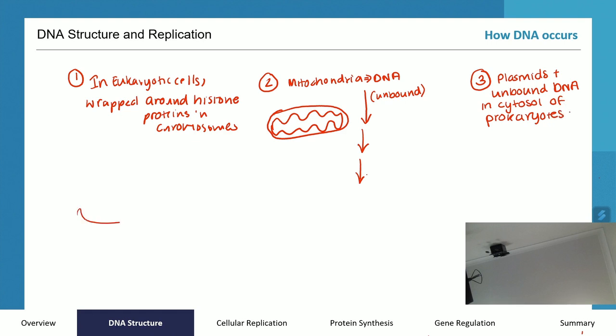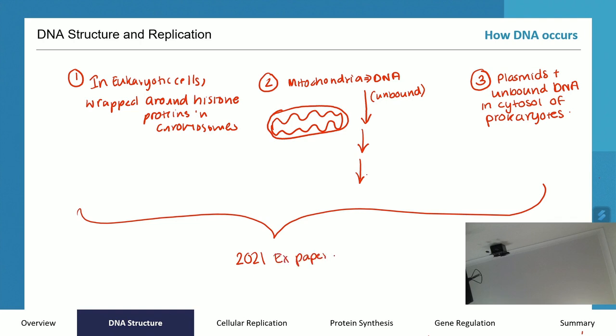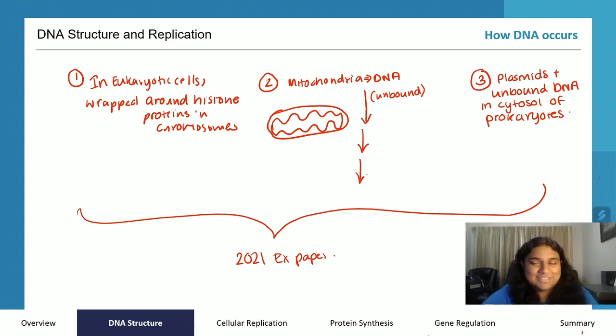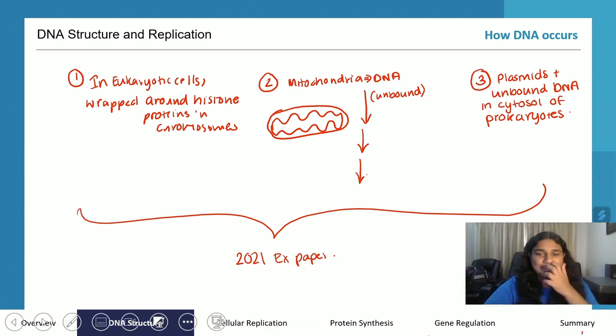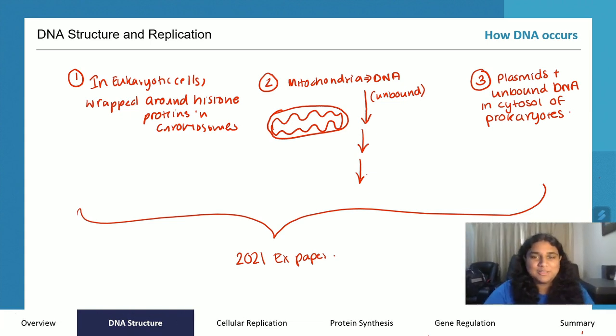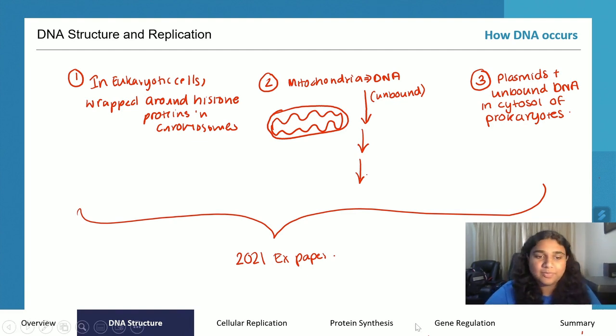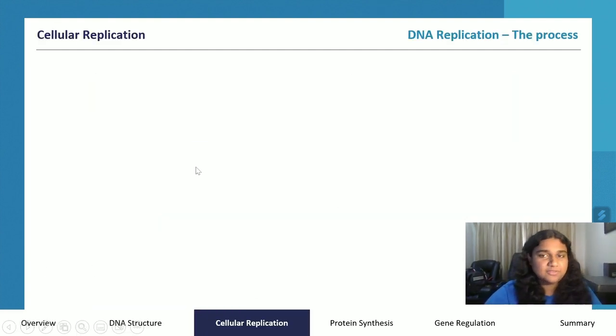I strongly recommend that you note all of these three together. They came up as a 2021 external paper question. And it was literally worded in the way that it was like, how does DNA occur in the cell? Which basically meant name the three ways that DNA is represented in the cell. And it got a couple people confused. So watch out for questions like that.